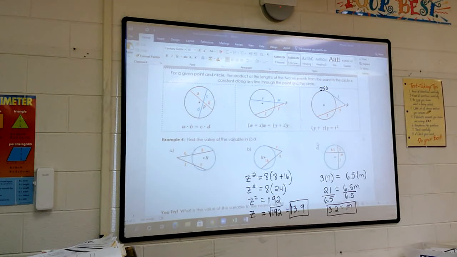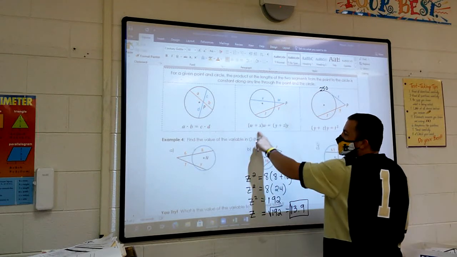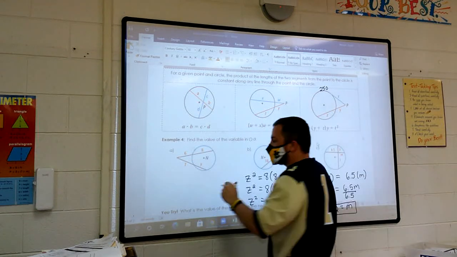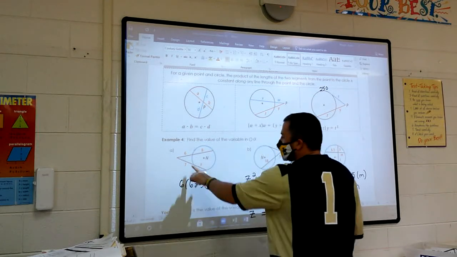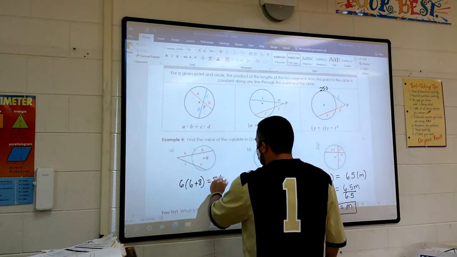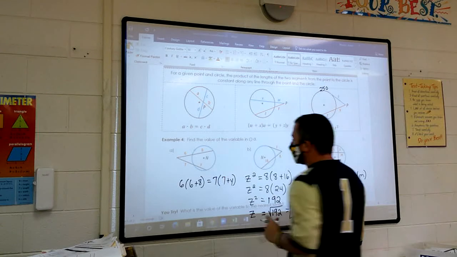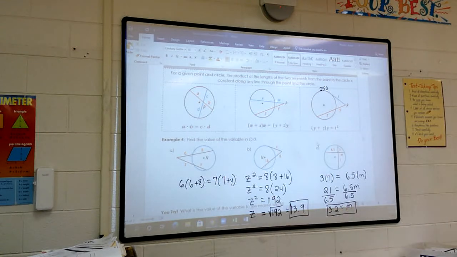So now we have the third way of doing it. There are three different things that we were learning up there, and that was the third one. The third one is where we're going to distribute what's on the outside into both of them. So the 6 is on the outside, right? So 6 times (6 plus 8) equals, 7 is on the outside here, 7 times (7 plus y). So we're just going to distribute what's on the outside to both parts of the line.